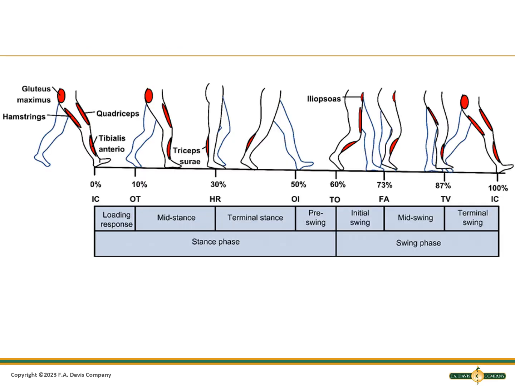This is a kind of visual representation to show you which muscles are activated when during the phases of gait. You guys will go over this a little bit more in depth with the gait lecture as far as understanding which muscles work when, but I thought it was a good visual to kind of pair with that last slide.